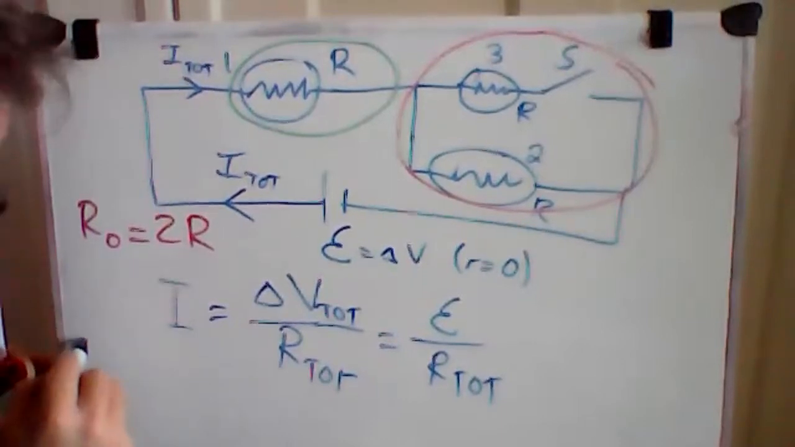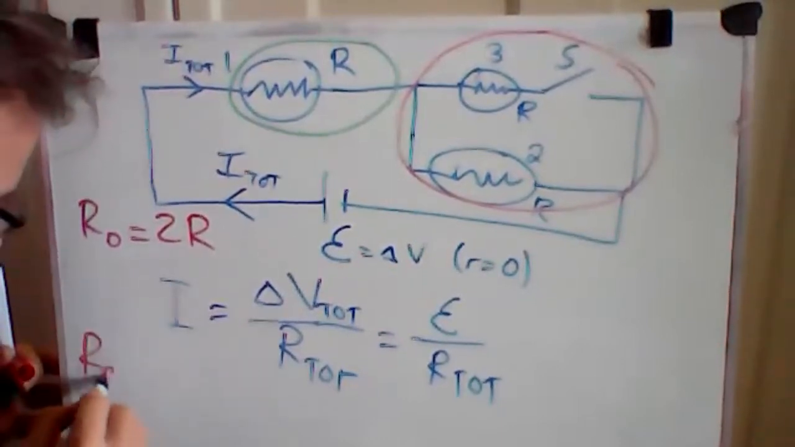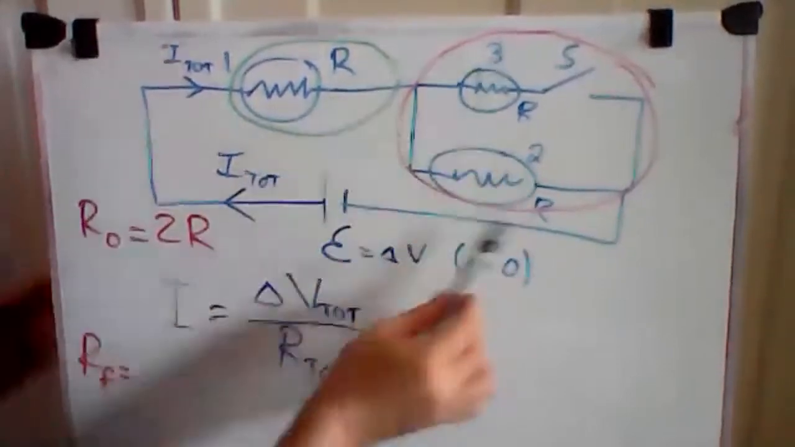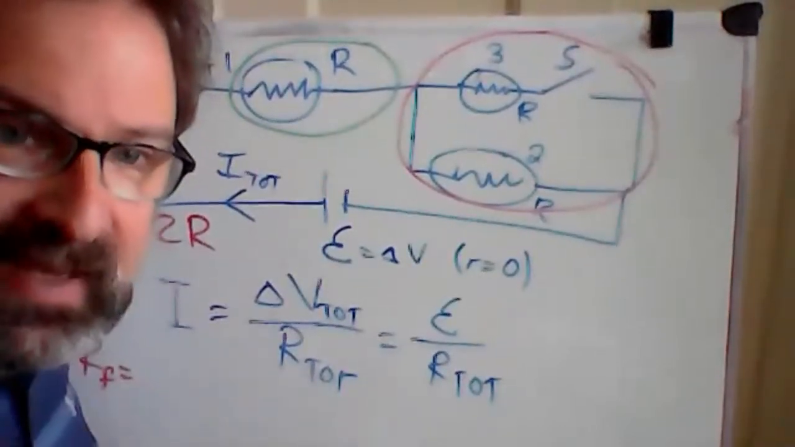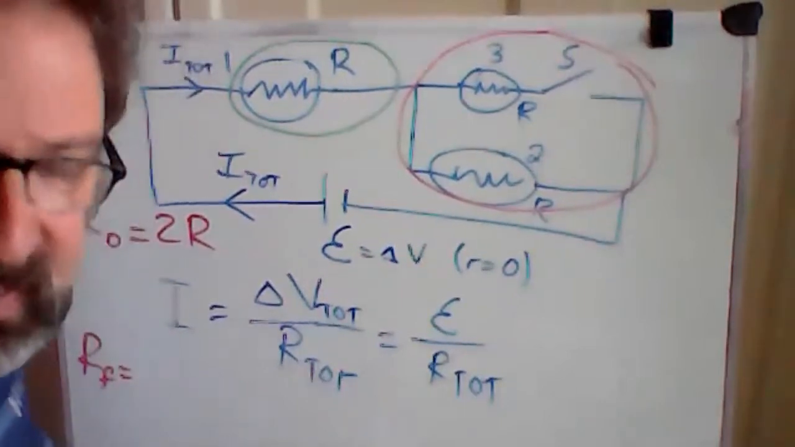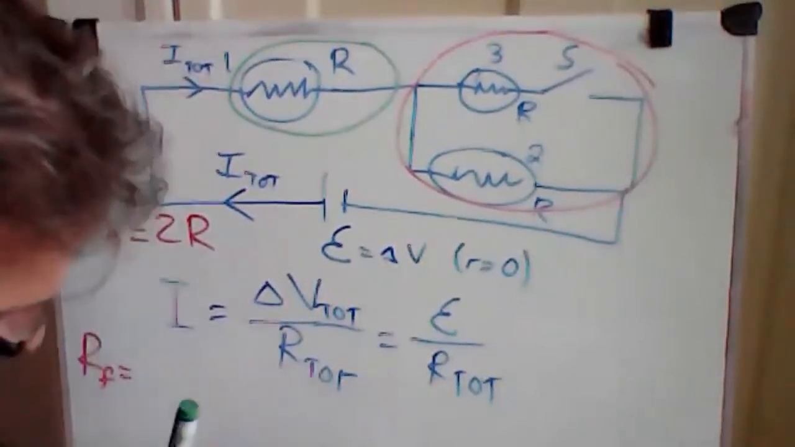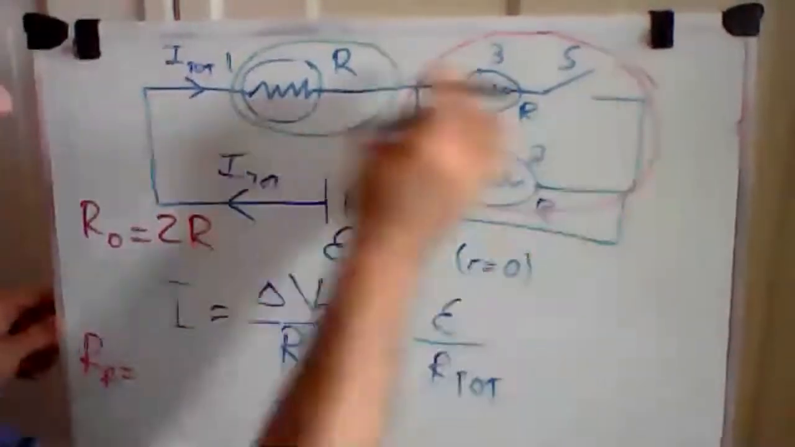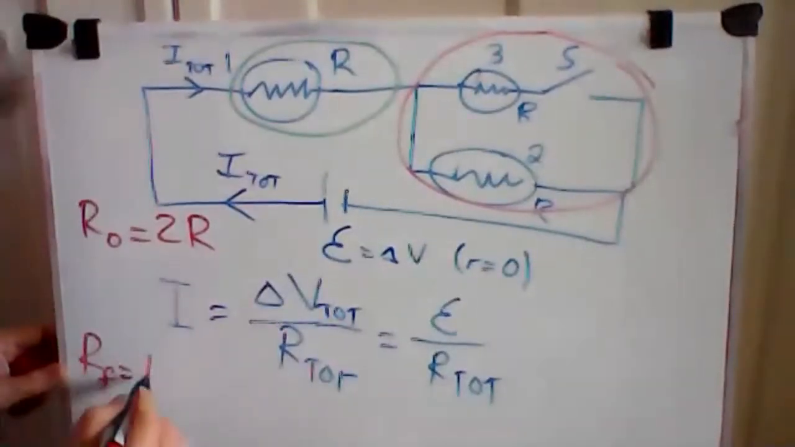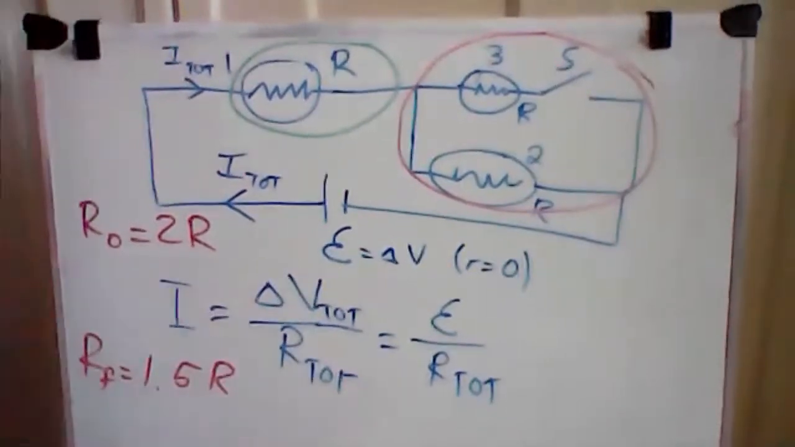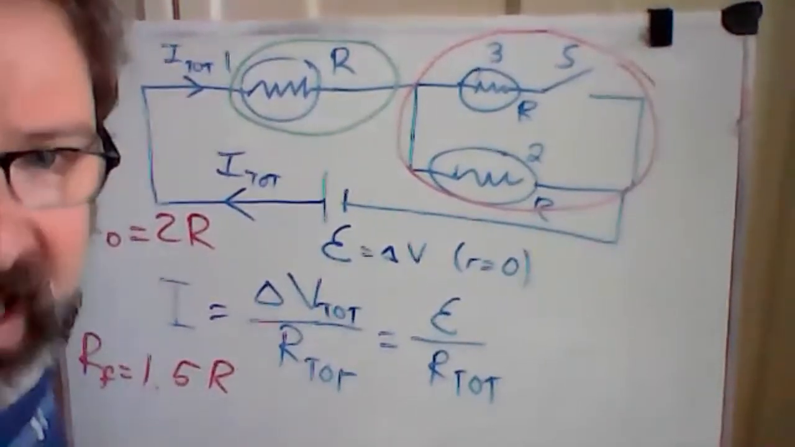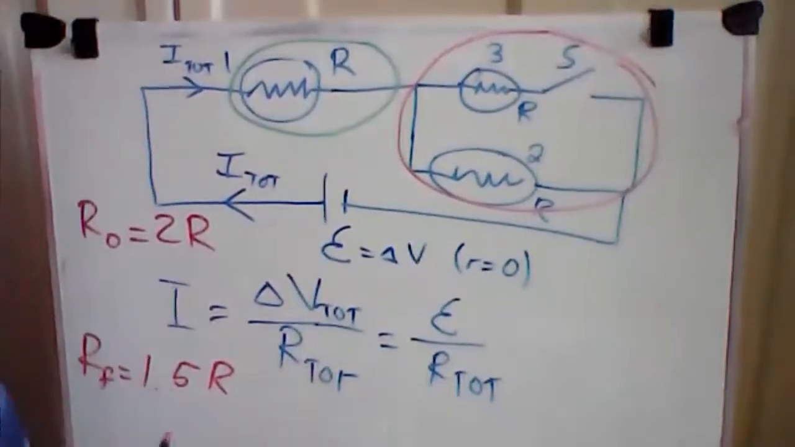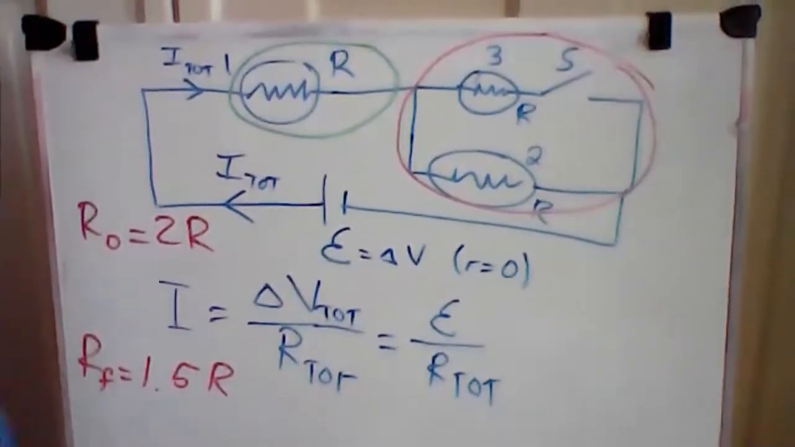But once we close the switch, call it RF, the final resistance, this guy still has R. What's the resistance of two resistors in parallel if they have the same resistance? R over 2. So this is R over 2 plus R. So we'd have 1.5 R. I like the decimal expression. You could also go 3/2 R if you want to, but I think this is a little easier for me to understand.